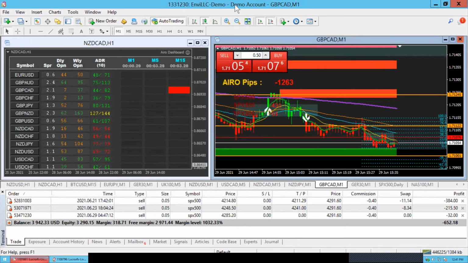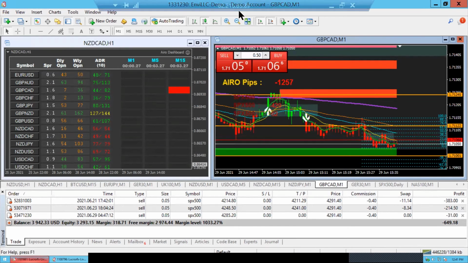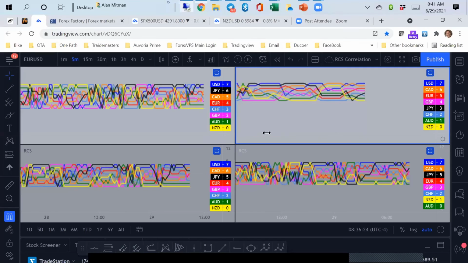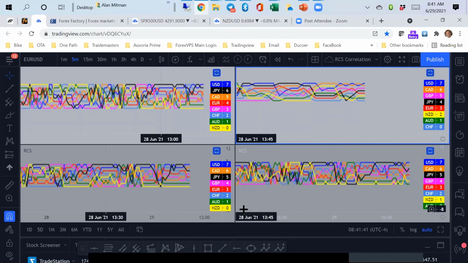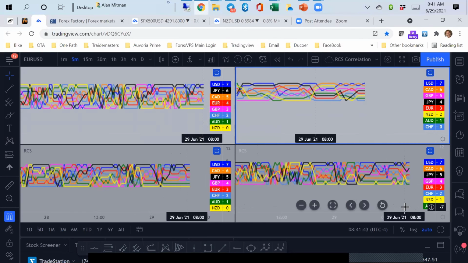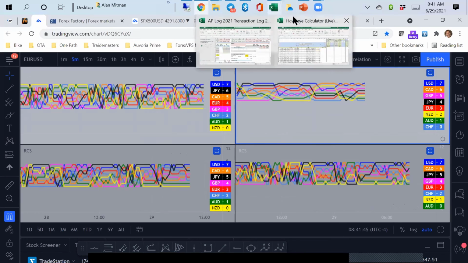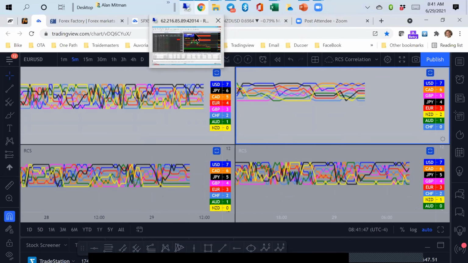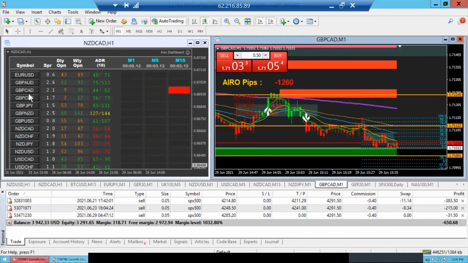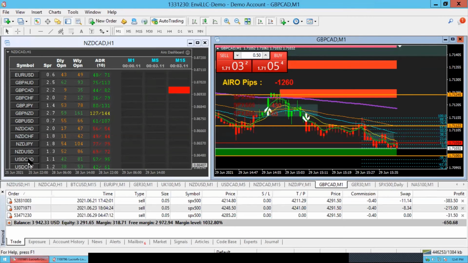Let's check our heat map and see if we have anything in here. What's strong? U.S. dollar is strong to the Aussie, strong to New Zealand. Let's take a look at that. So we got some of our U.S. dollar pairs.